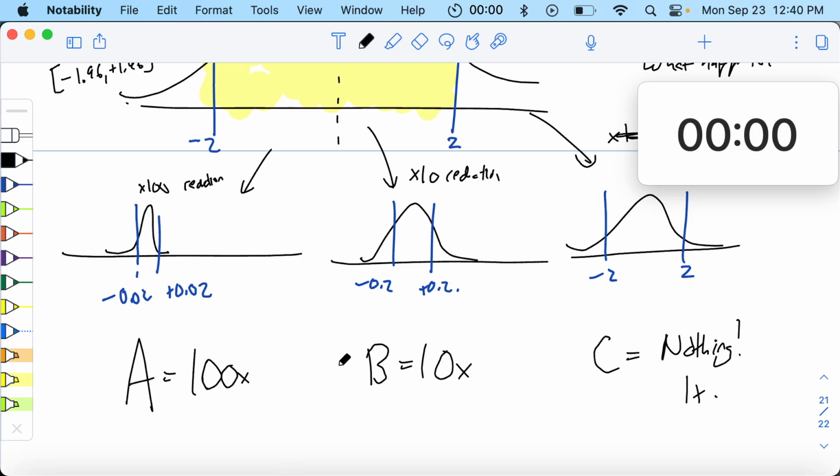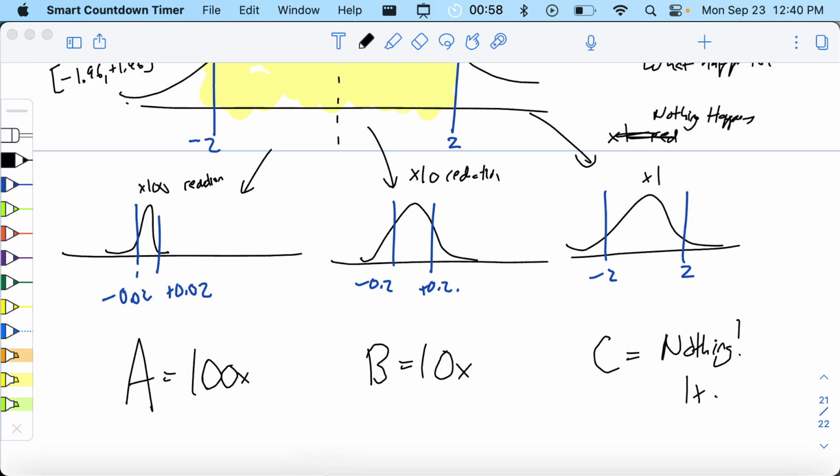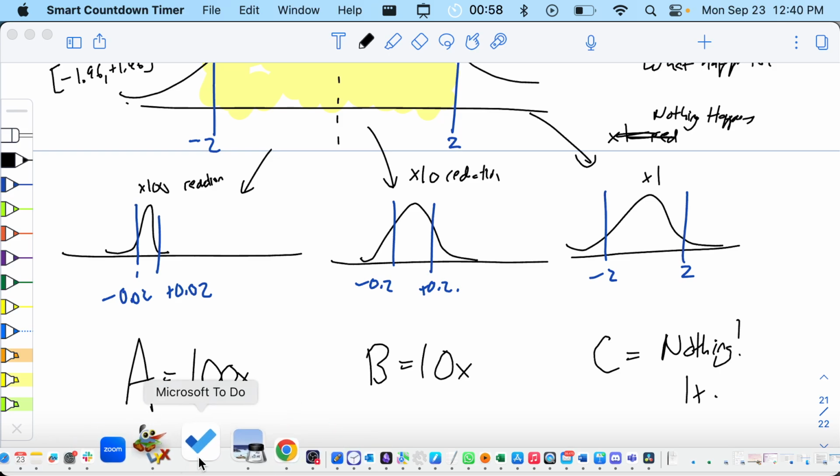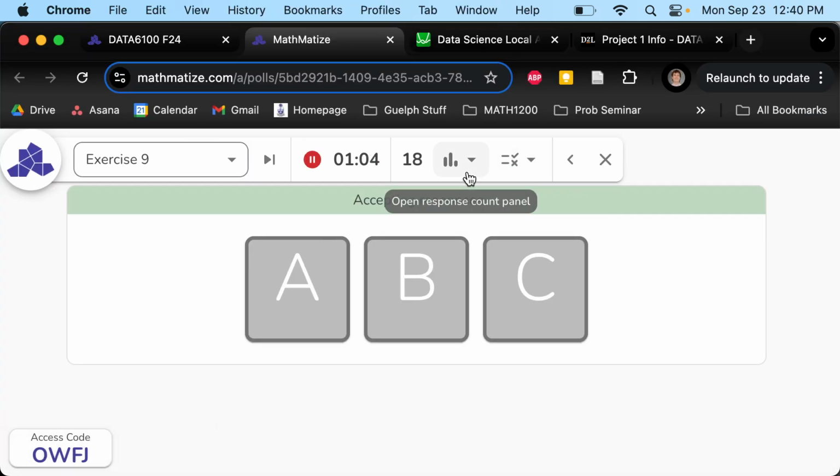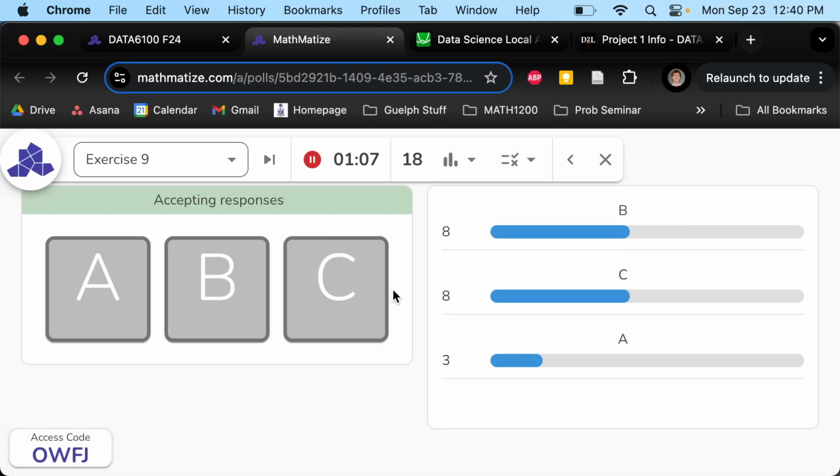Okay. Let's stop and let's see what you guys said. I used the formula wrongly. Let's reveal.